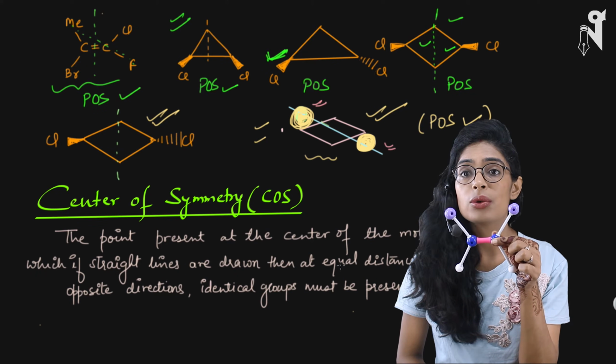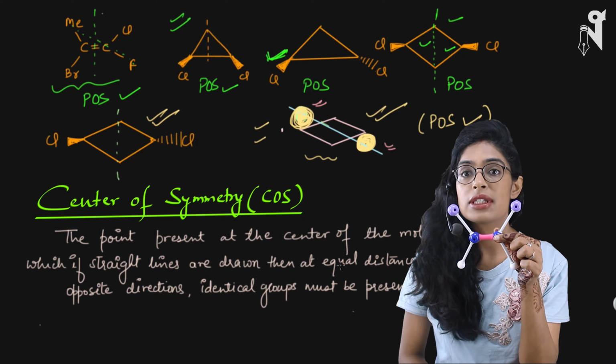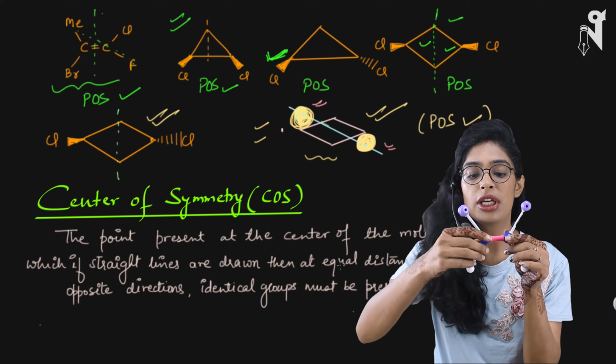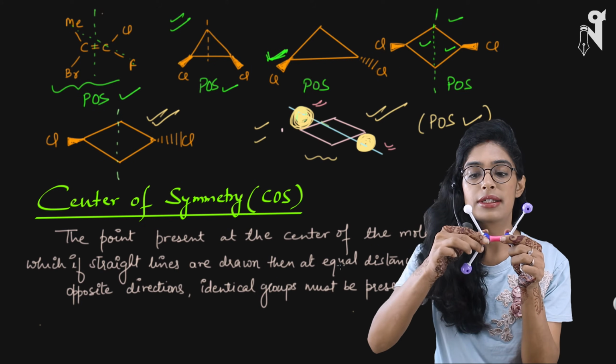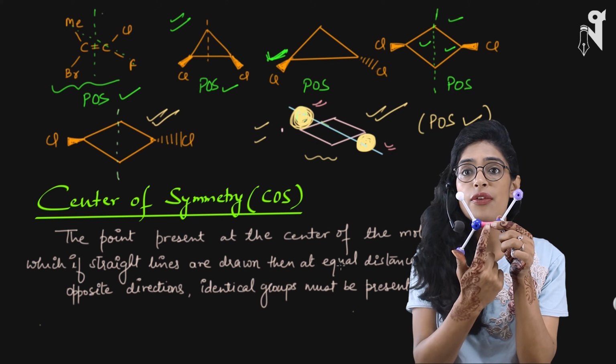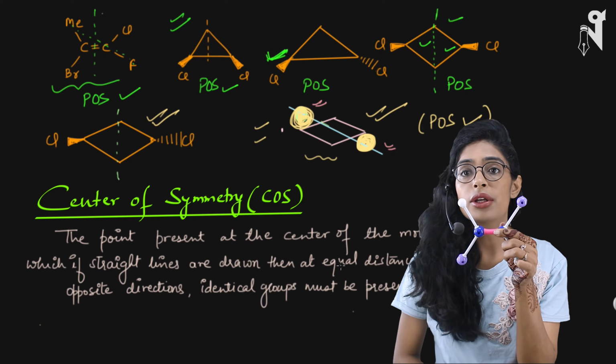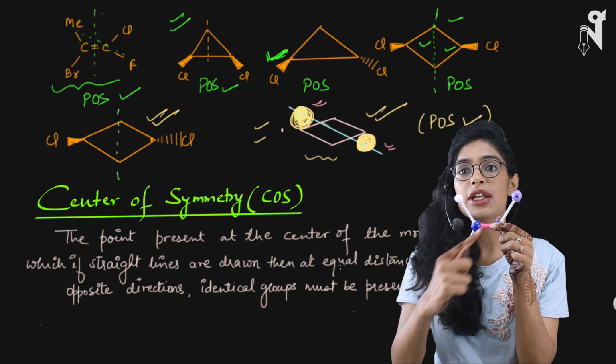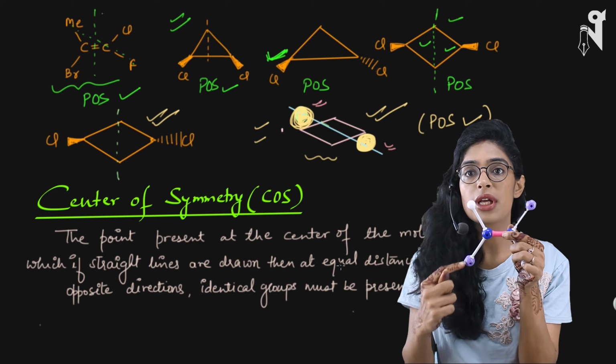That means this molecule does not possess a center of symmetry. But if I change it like this, now this has become a trans molecule, and from the center of the molecule, if I draw a line, we get two same groups in the opposite direction.